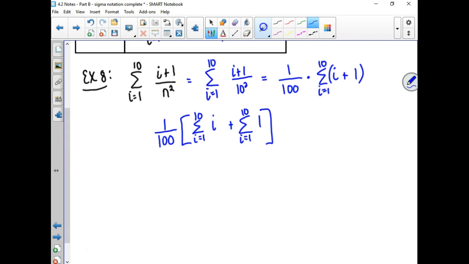So we've got 1 over 100 times the shortcut rule for i, which is n times n plus 1 over 2. So we're going to do 10 times 10 plus 1 over 2. And then what's the shortcut rule when we just have a constant? The c times the n, so 1 times 10 in this case.